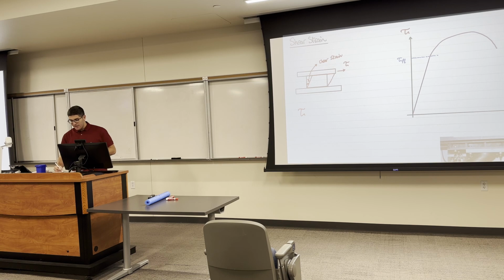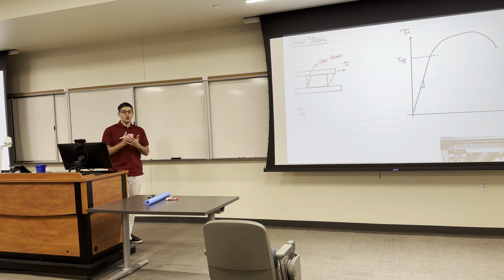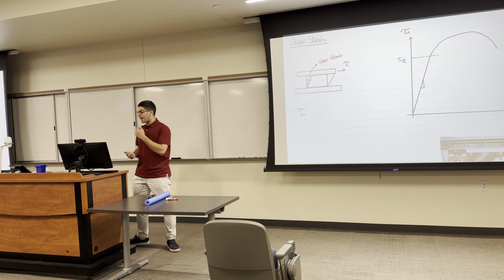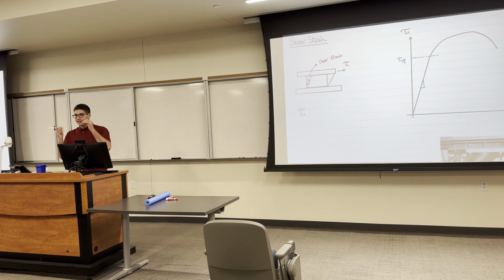And as you can see here, we have a linear elastic region, and when we increase the stress, the strain increases. So you notice that I have a slope here. In the stress-strain curve, the slope was the modulus of elasticity, but now the slope in the shear stress and the shear strain is something we call G, which is the shear modulus. So we had modulus of elasticity, now we have a shear modulus.